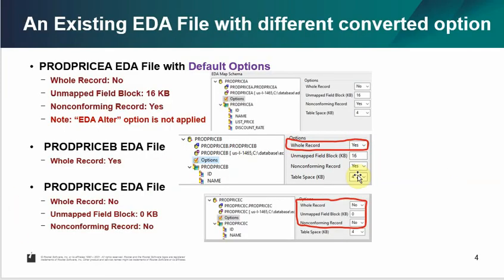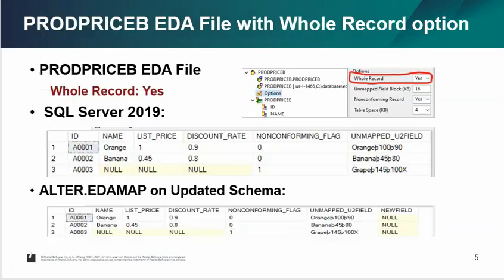So there are three files, and I will explain them to you. The first one, product price A, is the most common case for EDA customers. But product price B and C are special cases that allow you to change the schema without doing the EDA reconversion process.